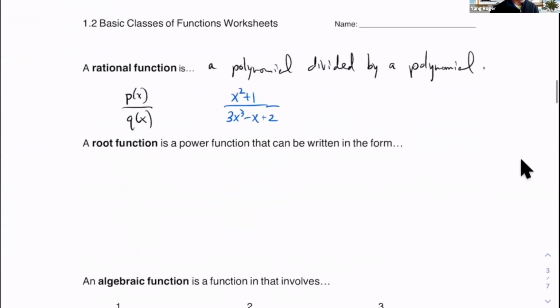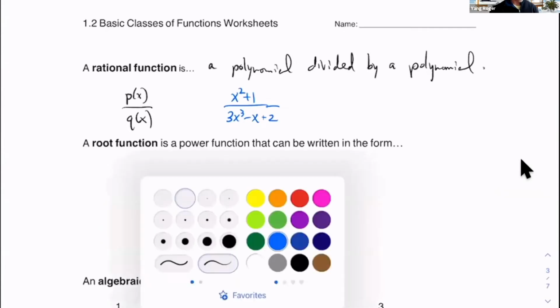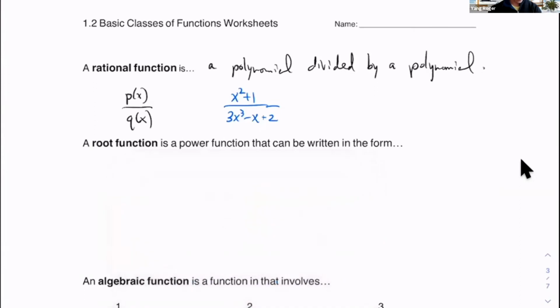A root function, people sometimes call this a radical, but a root function is a function that's of the form like this, the nth root of x.